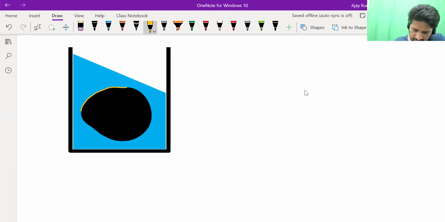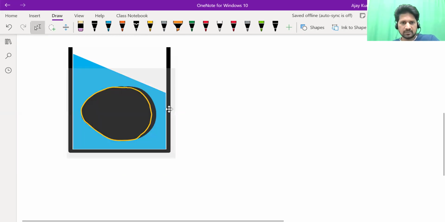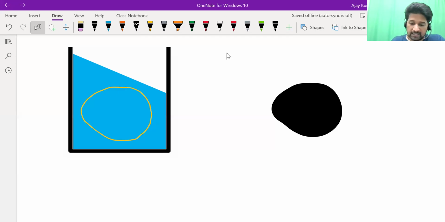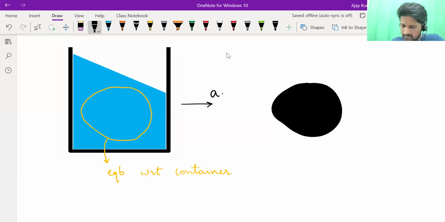Now, how to derive the buoyant force acting on this object? Visualize the boundary first, the volume occupied by the object. Now, forget the object for a while. Instead of the object, let's say the liquid itself was present in that space. If the liquid itself is present in that space, it will be in equilibrium relative to the container. Now the container is accelerated to the right. Think of the forces acting on that part of the liquid.